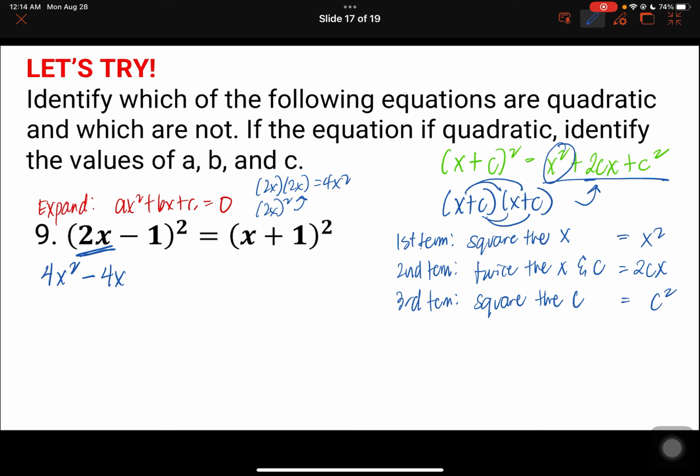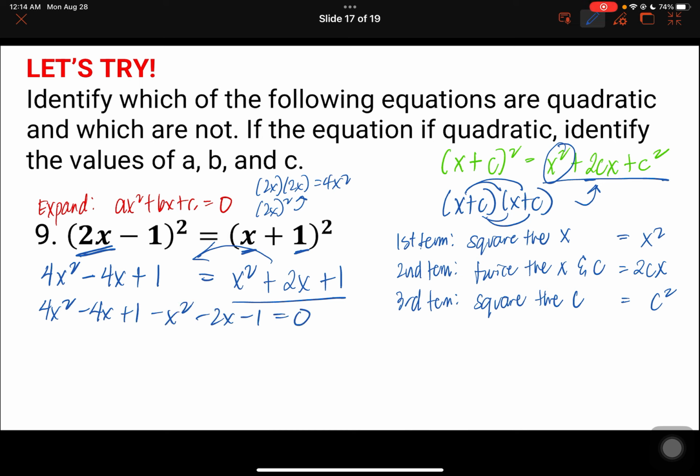Okay? Then next, last square the last term. So, 1 squared is 1. So, equal natin. Mamaya na natin siya ayusin. So, x plus 1 squared ay magiging x squared. Squared natin to. Plus, x times 1 is x times 2 is 2x. Then, squared natin last. Then, saka po natin ilipat. Okay, ilipat natin to lahat dito sa kabila. So, magiging 4x squared minus 4x plus 1 minus x squared minus 2x minus 1 is equal to 0.